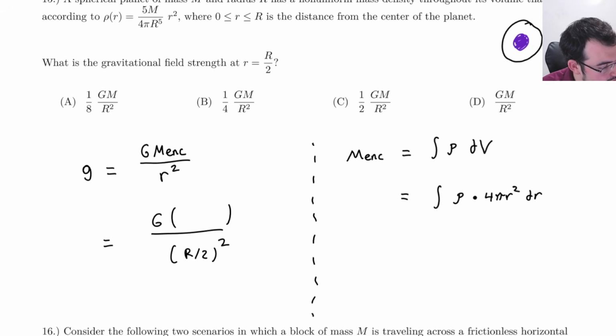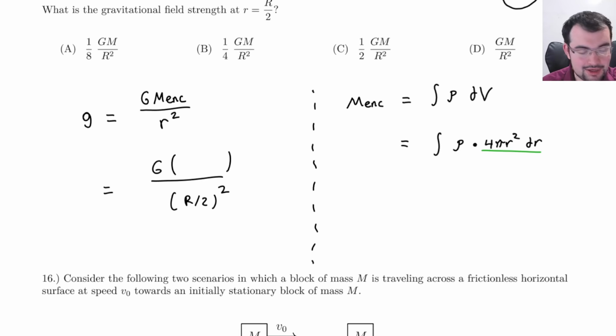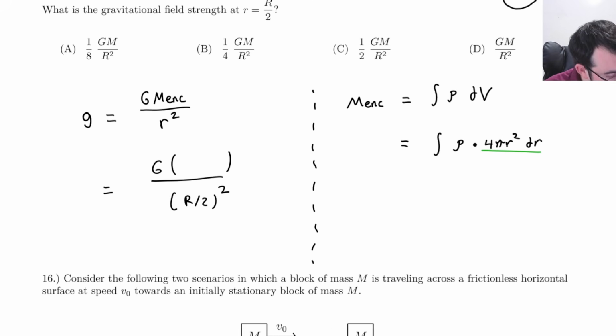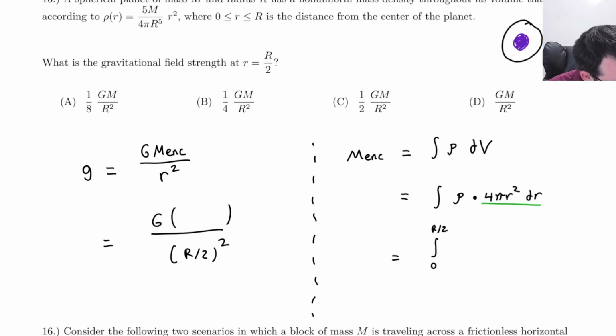So this is the relevant substitution, which makes this one of the hardest problems on the whole test, is seeing that you have to break up this planet into spherical shells. So we know we're going from 0 to r over 2. Our density function is 5m over 4 pi big R to the 5th times r squared times another r squared dr.